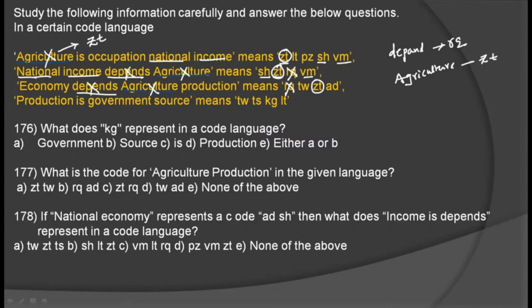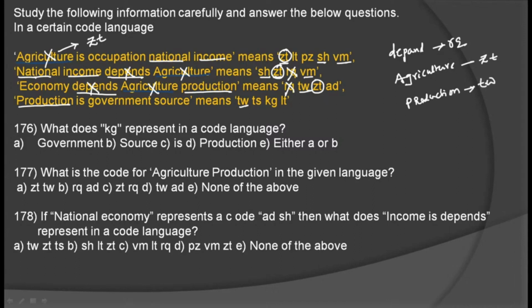The next ones are economy, government, production. Now we'll go to the next word, production. In this statement we have production, and in the last statement there is also production. Now check it out. What is the common word here? TW is common for production, so we can consider that directly. The code for production is TW.